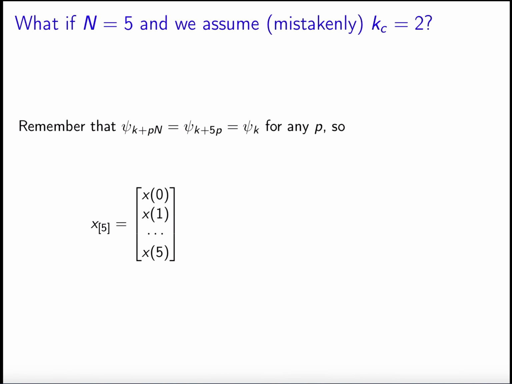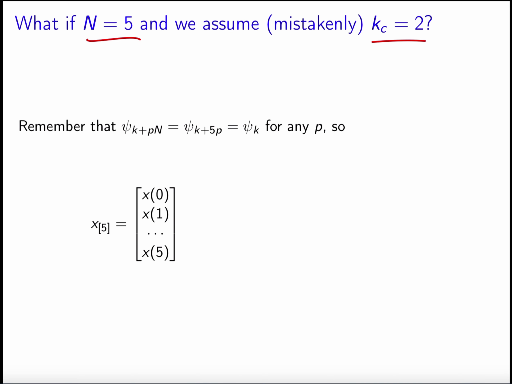Cool, so now let's see what happens, because I have told you that a key point here is that you need to know what your cutoff frequency is and you need to sample accordingly. But what if here, we are misinformed and we think that the maximum frequency is 2, even though it's really 4? So what happens? Well, we're going to say, okay, so how many samples do we need? We need 2kc plus 1 samples, so 5 samples are going to be enough.